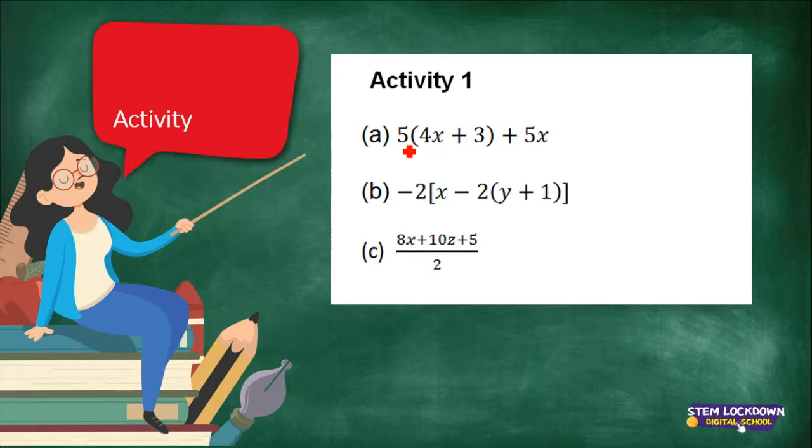Now here you have two terms. For the first term, 5 is multiplied into 4x plus 3. So in this case, what will you do? You'll say 5 times 4x. So what is 5 times 4x? 5 times 4 is 5, 10, 15, 20. So it's 20x.